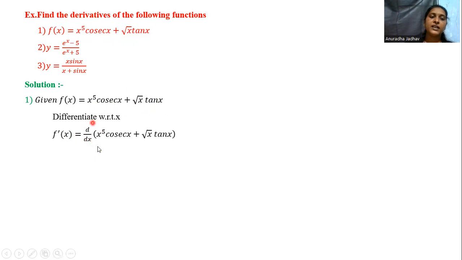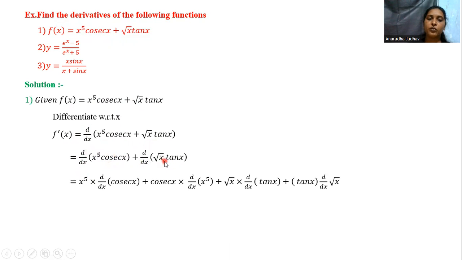F dash of x is equal to the derivative of the whole term. Here the derivative is separated by a plus sign, because here it is given the addition of two functions, and in addition of two functions the derivative can be separated. Therefore take the derivative of x raised to 5 into cosec x with respect to x and the derivative of root x into tan x with respect to x. Then use the product rule for both functions. Here x raised to 5 as it is, derivative of cosec x, plus cosec x as it is, derivative of x raised to 5, plus. Similarly take the derivative of the second term: root x as it is, derivative of tan x, plus tan x as it is, derivative of root x.